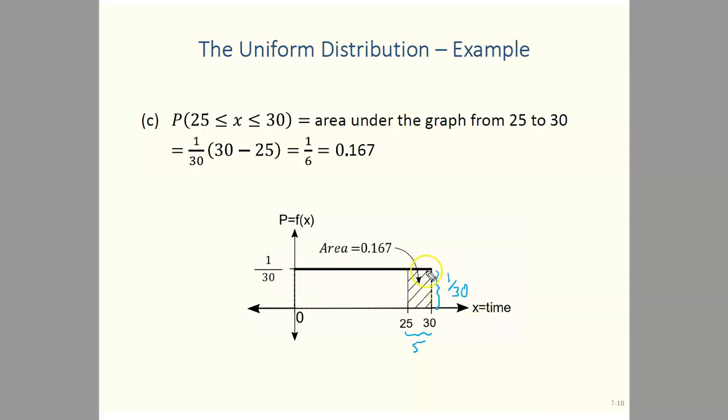And so the area of this rectangle is 5 times 1 over 30, or 1/6, or 0.167, or about a 16.7% chance that the student will wait more than 25 minutes, which is the same as the student waiting between 25 and 30 minutes.